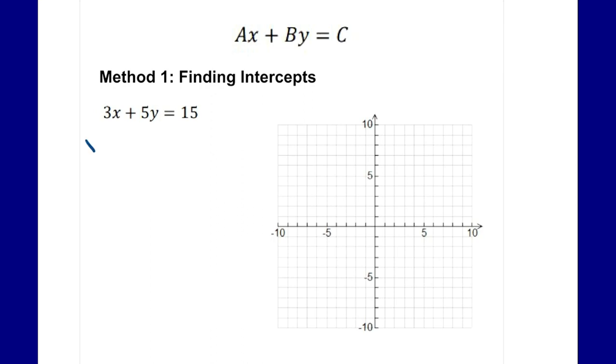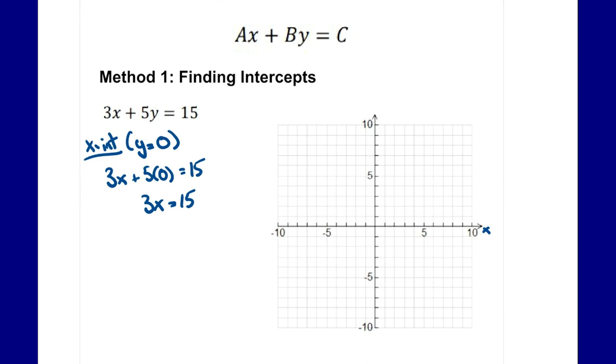First, let's find the x-intercept. The intercept just means where it crosses the x and y axis. When we talk about the x-intercept, the y value equals 0. It's somewhere along this axis, and the y value for that point is going to be 0. So we can substitute 0 in for y, and that will allow us to solve for x. 3x plus 5 times 0 equals 15. I have 3x equals 15 because 5 times 0 is 0, so that disappears.